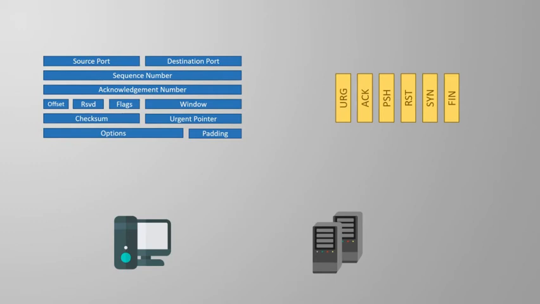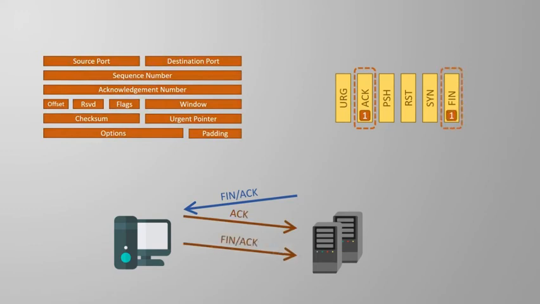Firstly, we'll look at the graceful way to close a connection. One of the devices will send a TCP segment with both the FIN and ACK flags set. FIN is short for finished. The other device replies with an ACK message. It will immediately follow up with a FIN ACK message of its own, which is acknowledged with another ACK message.